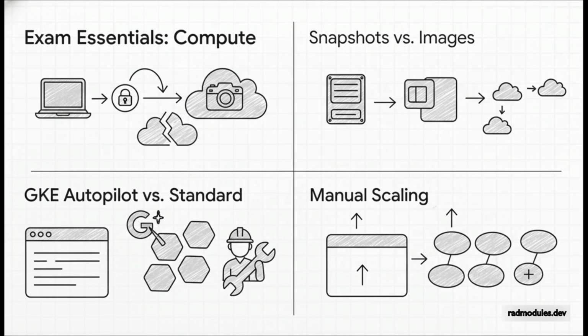Then, you've got to know the difference between a snapshot, which is for backing up a disk, and an image, which is a template for making new VMs. Also, be ready to talk about GKE Autopilot versus Standard. Just remember, Autopilot, Google manages the nodes. Standard, you manage the nodes. And of course, you better get comfy with kubectl, especially for scaling your deployments up or down manually.